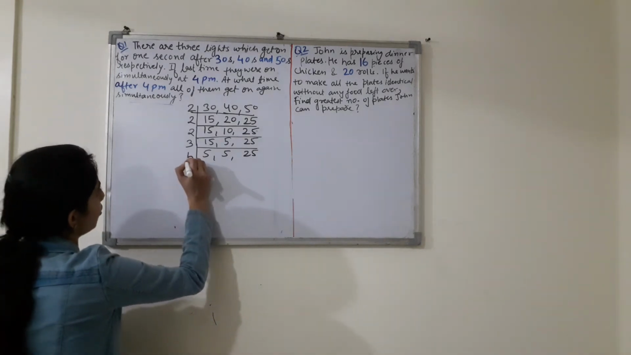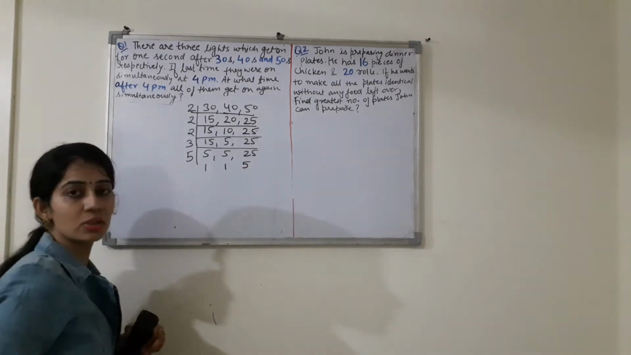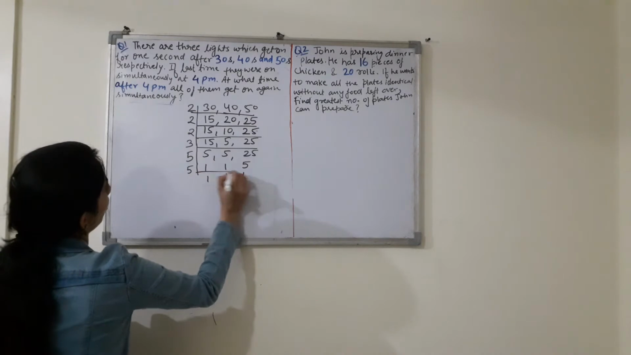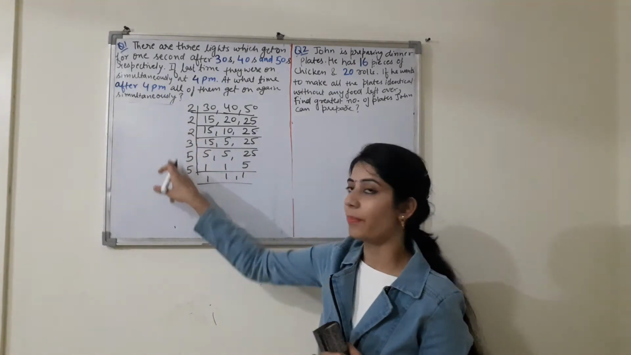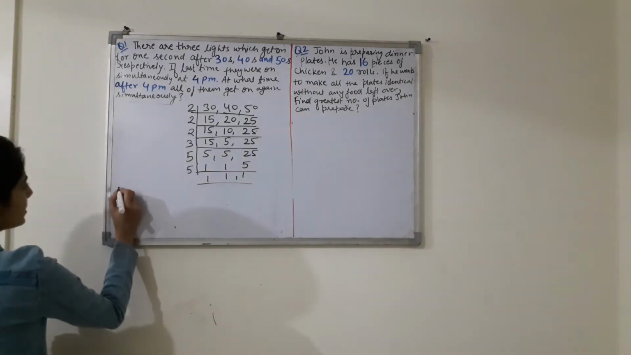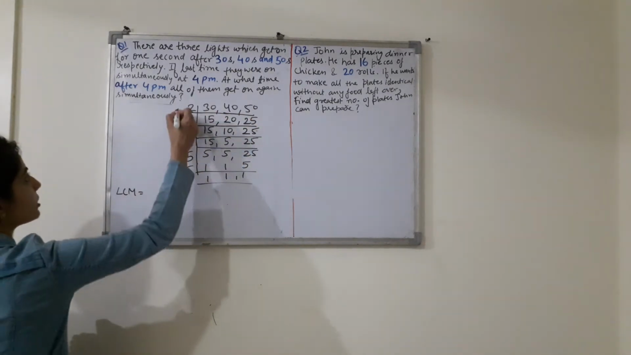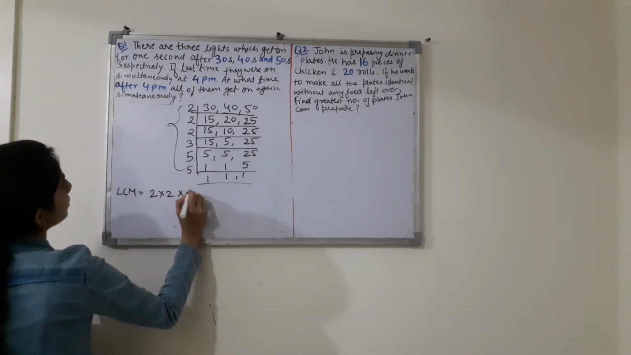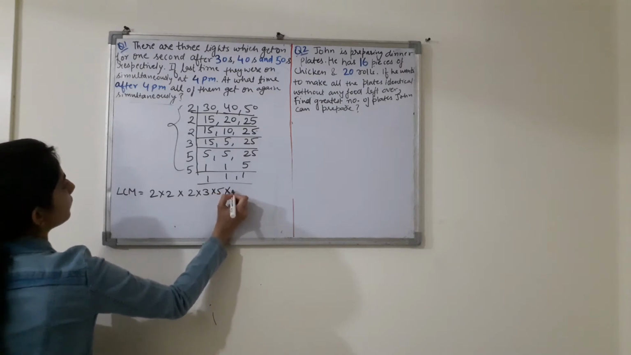Then next smallest prime number 5, 5 divided by 5 is 1. It is 1. Now it is 5. Then it will go by 5 again. All the numbers have become 1. It means this is the prime factorization of the numbers. So what will be the LCM of the given numbers? LCM of 30, 40, 50 will be the multiplication of these prime factors. So this is your 2 into 2 into 2, then 3 into 5 into 5.